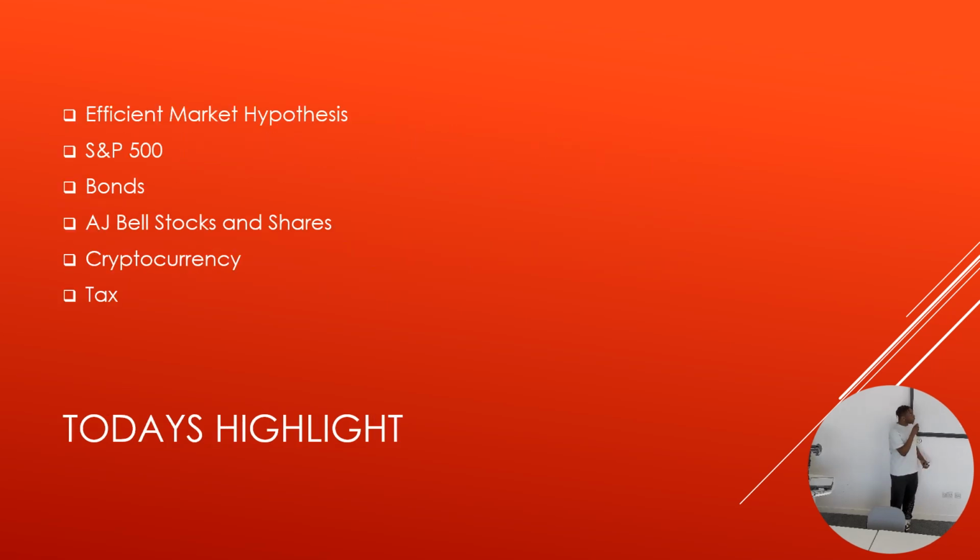Today's highlights: we have the efficient market hypothesis, S&P 500, bonds, AJ Bell stocks and shares, cryptocurrency and tax.